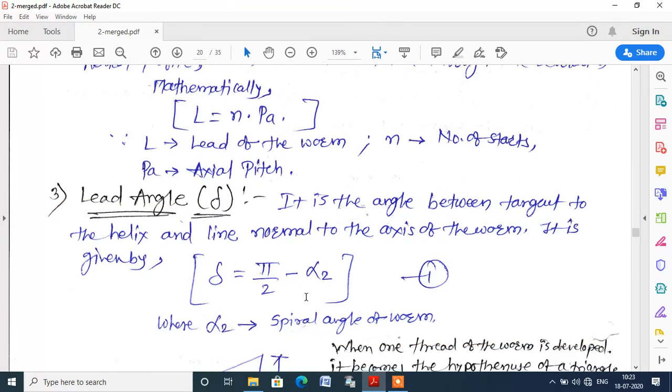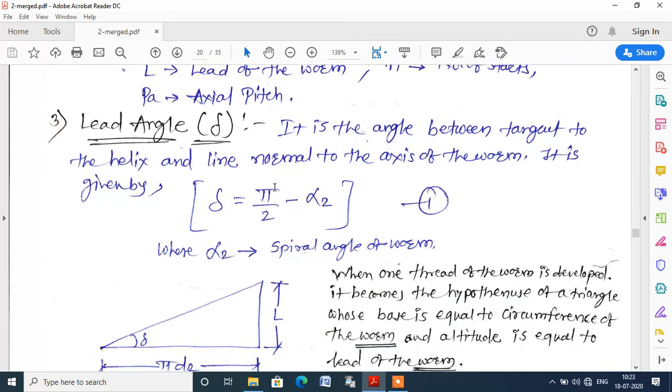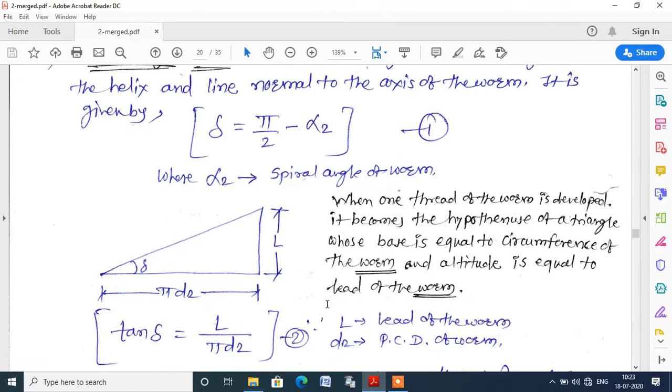The third terminology is lead angle, denoted by delta. It is the angle between the tangent to the helix and the line normal to the axis of the worm. It is given by delta equal to pi by 2 minus alpha 2, where alpha 2 is the spiral angle of the worm. Here I have drawn this figure for understanding.